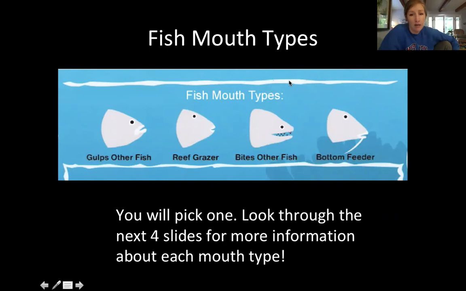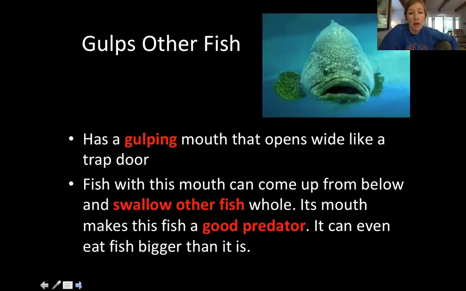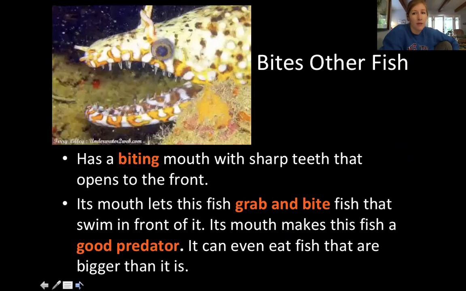I liked the rocket body. And that means the gulping other fish might be a good match for the rocket body, right? Because it goes up and traps fish really quickly. Or even the bites other fish mouth, right? If it's swimming forward, it can bite a fish. I think I'm going to pick this mouth just because I think I can draw it easily. And it also goes well with the rocket body. They're both good predators. So you'll need to make your choice.